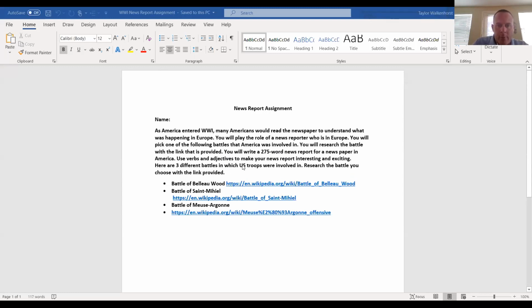There are 3 different battles in which U.S. troops were involved in. Research the battle you choose with the link provided. So we have the Battle of Belleau Wood, the Battle of Saint-Mihiel, and then the third one, and sorry, I can't pronounce these, they are in French. I have a hard time pronouncing those, but there's 3 battles right there. Pick one, use the link to research it, and then write a 270-word news report that would be found in a newspaper, talking about what happened in the battle, and be creative, use verbs and adjectives.